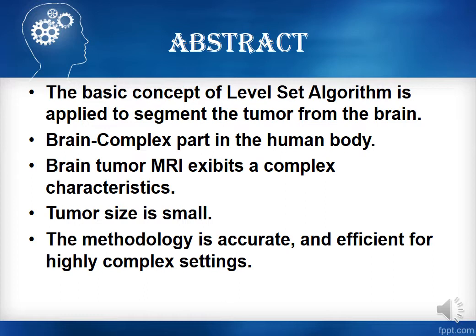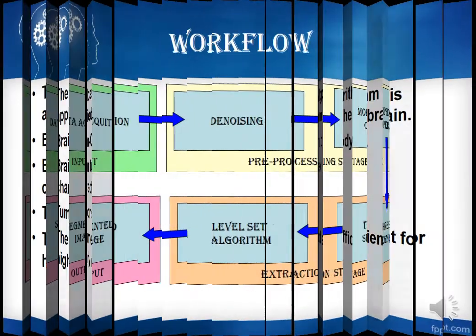Brain tumor MRI exhibits complex characteristics. It never has regular boundaries. It always has irregular boundaries. So separating the brain tumor from the brain is always a complex task. If the tumor size is small, when it is less than 3 millimeter, it will be even more complex. So this methodology, level set algorithm, is accurate and efficient for this type of highly complex setting.